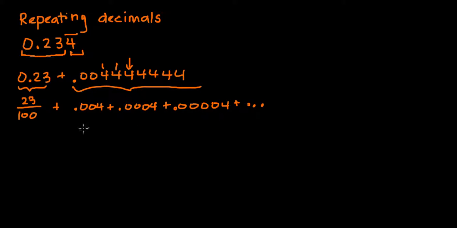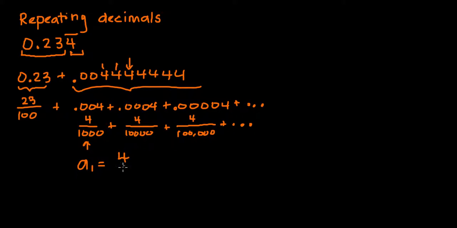So how would I rewrite this? This one I wrote as 0.23, so it's 23 over 100. I can write this guy as 4 over 1,000. So we have 4 over 1,000 plus, and I can write this guy 4 over 10,000, and then we get this guy over here, 4 over 100,000. And at this point, you can look at it and say, well, it looks like it's just an infinite geometric series. So I am going to say that a sub 1 is equal to 4 over 1,000, and that our r is equal to 1 over 10.